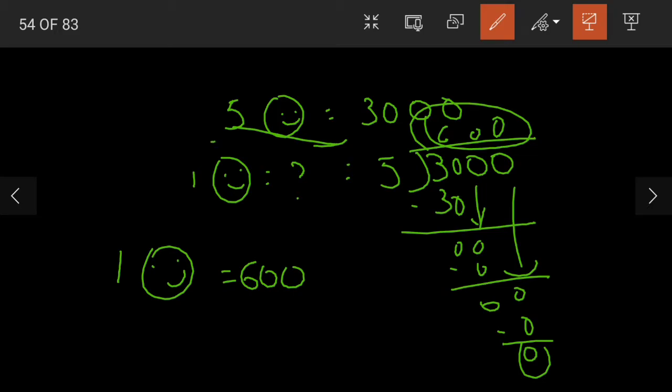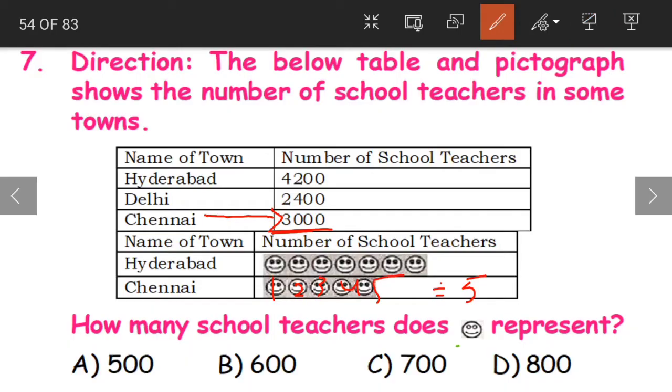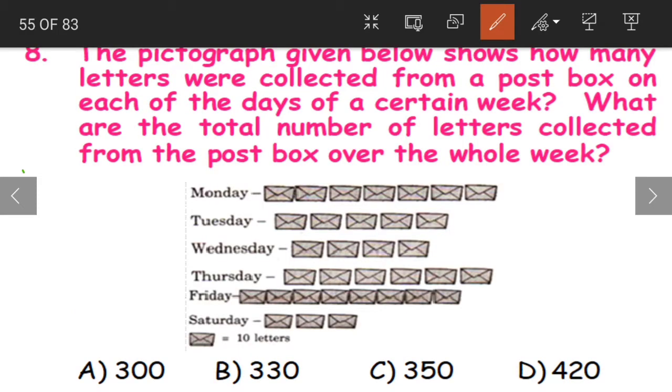Like for example, if I say the cost of 5 balls is 3000, then what is the cost of 1 ball? This is how you find out, yes or no? So the same concept is applied here. 5 smileys is equal to 3000. Then 1 smiley is equal to how much, children? 600. So what does 1 smiley represent? Option B, 600. Is this clear?